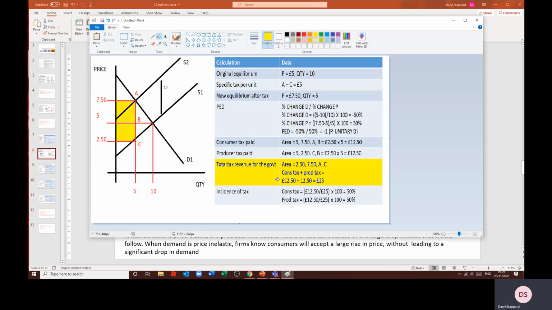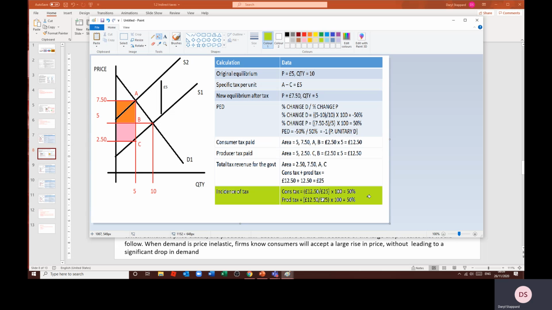But what we can see this time is that the tax paid, the orange, is the tax paid by the consumer. The consumer is this time paying £12.50 of the tax. Well, that must mean that the producer is paying the remaining £12.50. So this time the tax is being split equally between the consumer and the producer. Right, look what that then means at the bottom. I'll just clear these boxes again.